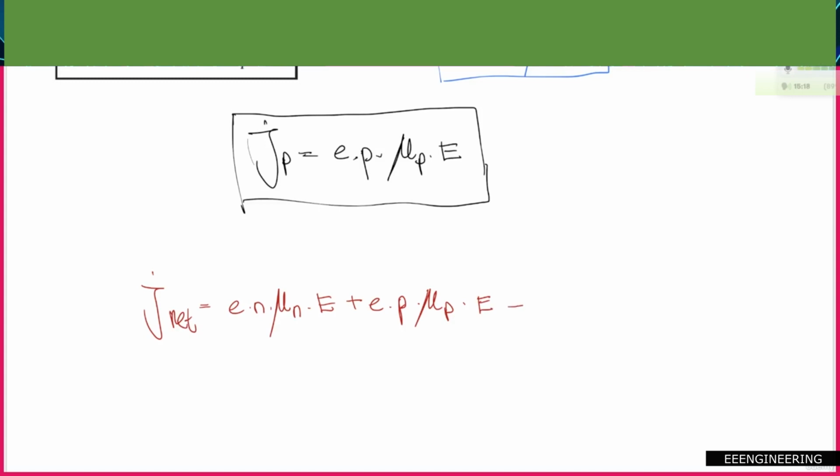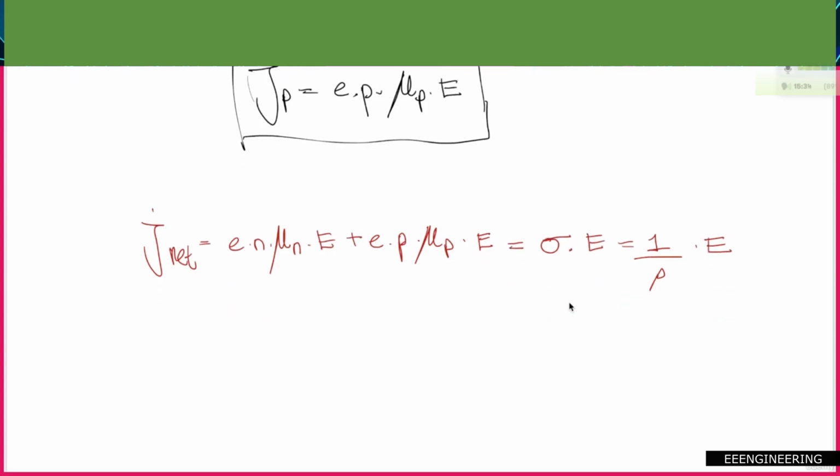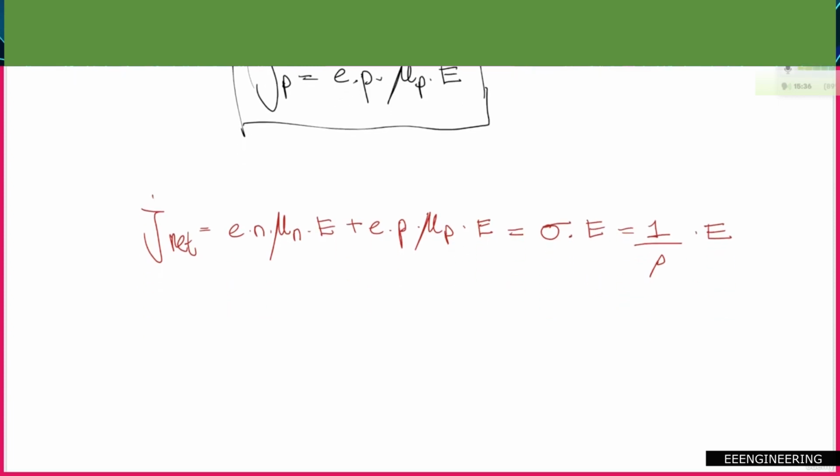And that is going to be represented as sigma times electric field, which is equal to 1 over rho times electric field. So what are those anyways, right? We need to learn about them. So whenever you take a parenthesis in here, let's take an E parenthesis, then what you're going to have is E times N times nu N plus E times P times nu P. That's going to be equal to sigma times E.